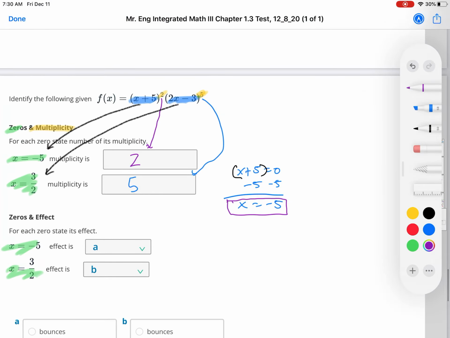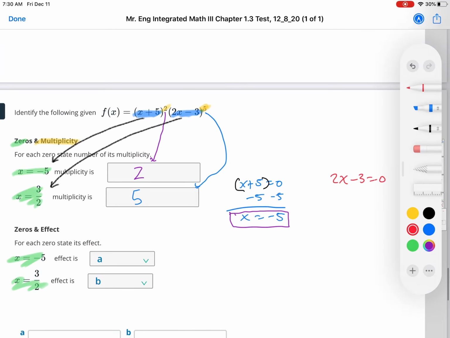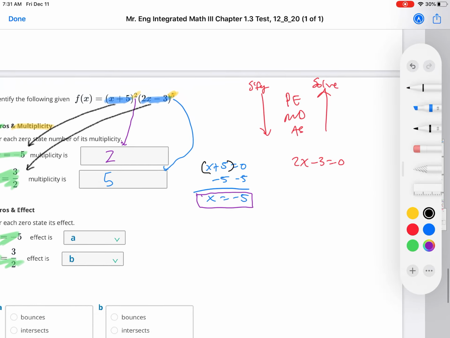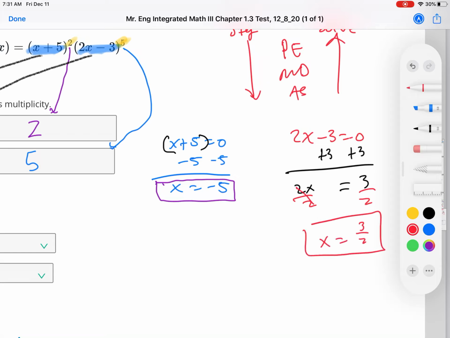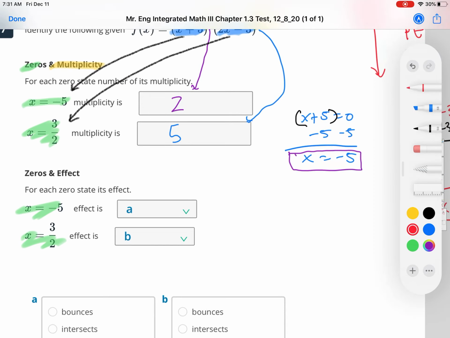Okay? And then let's do the other one. I have 2x minus 3 equals 0. Let me teach you my little trick. In PEMDAS, you're going down to simplify, but when you are solving, you actually go from the bottom to the top. So you would not divide by 2 here. You would add 3, and then you could divide by 2 and x equals 3/2. So that's how you go from the binomial to an x equals. Again, they are both zeros.